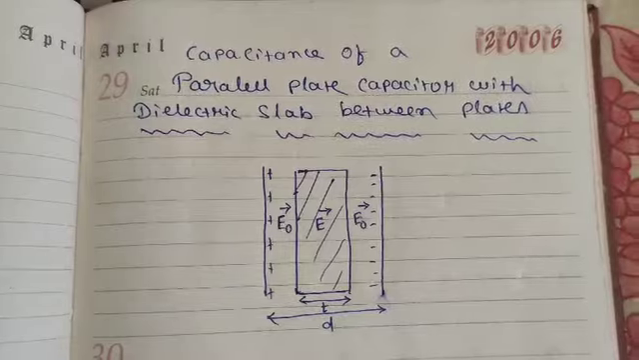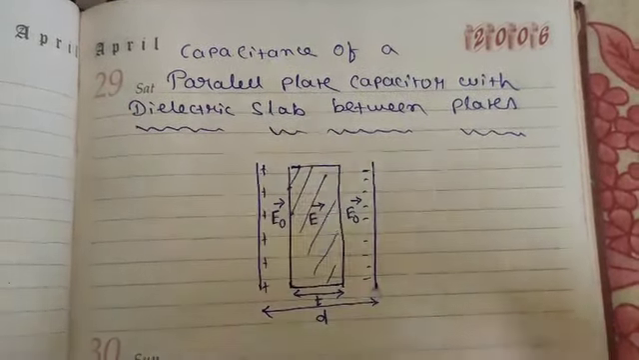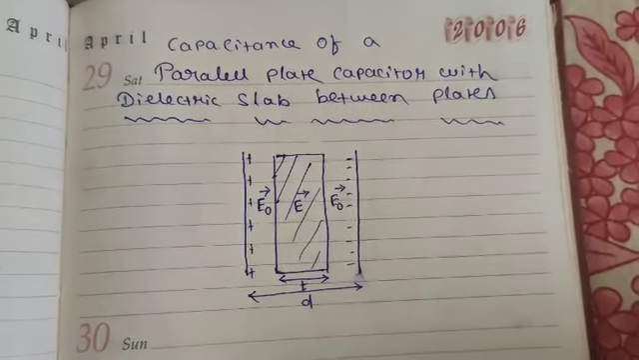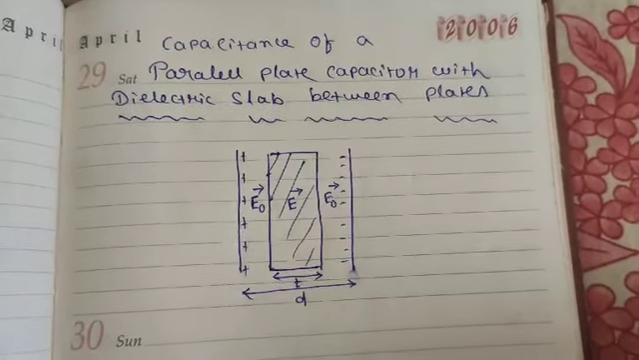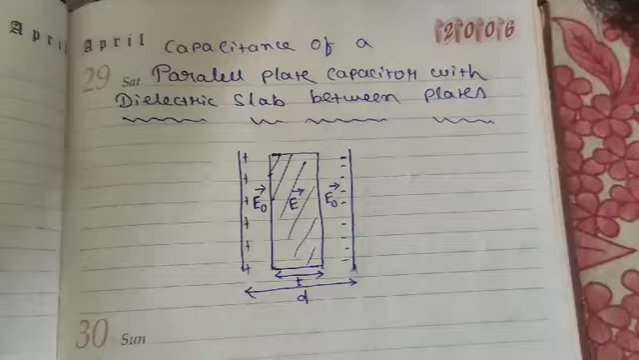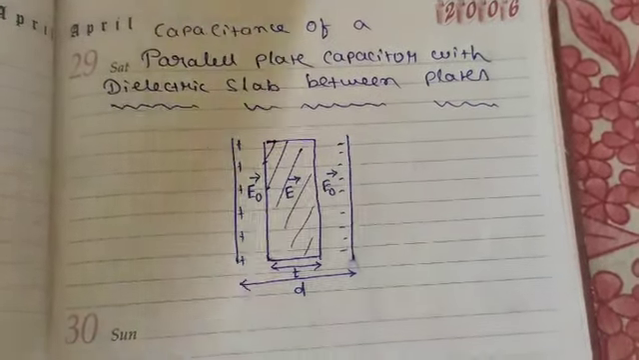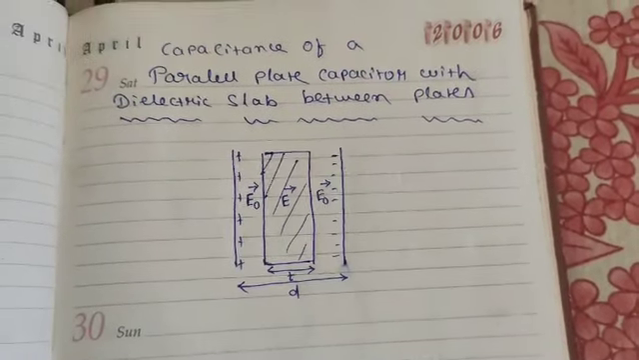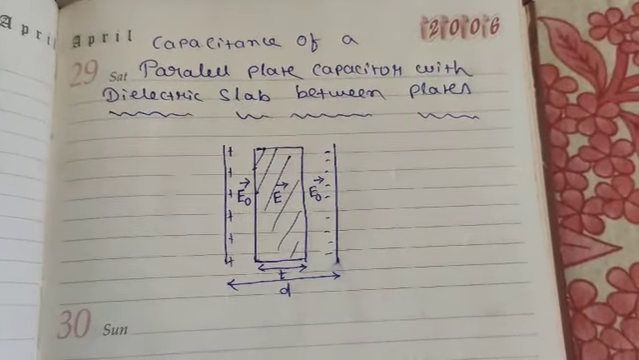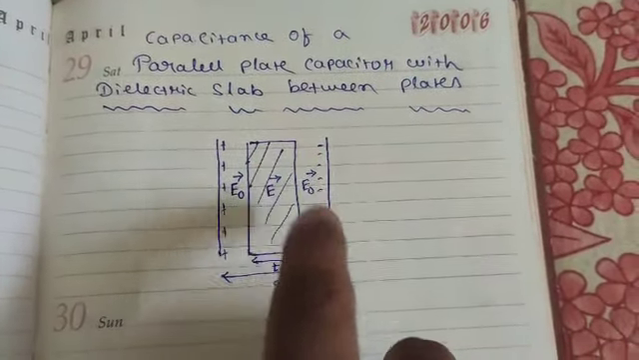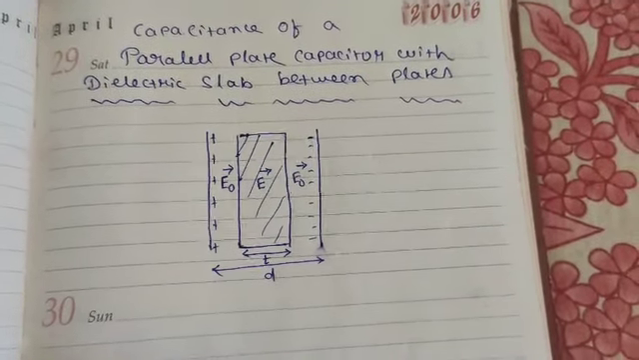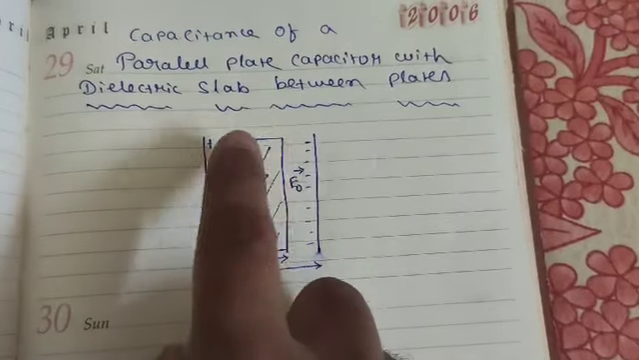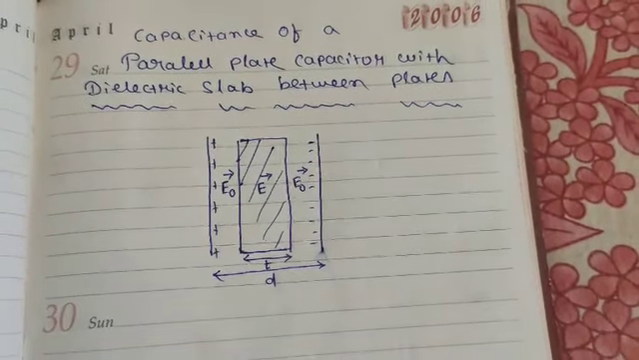There was one derivation left of your capacitance chapter, that is the capacitance of a parallel plate capacitor with a dielectric slab between the plates. Last time we have taken only dielectric atoms. Now we are taking directly a dielectric slab. So this is a parallel plate capacitor and in between that a slab is present, right?